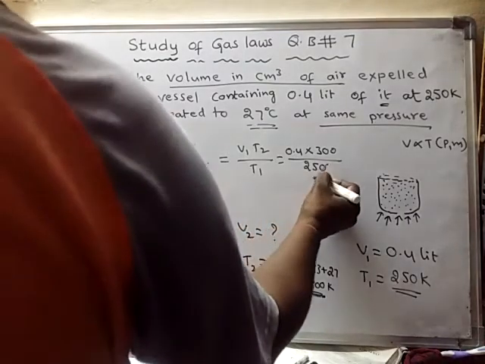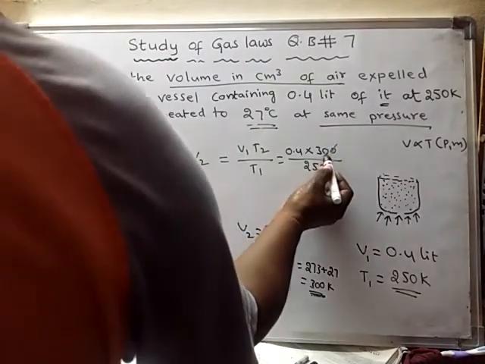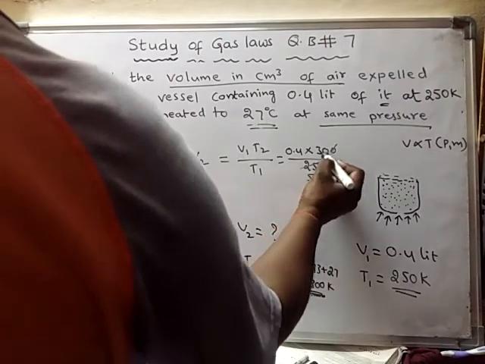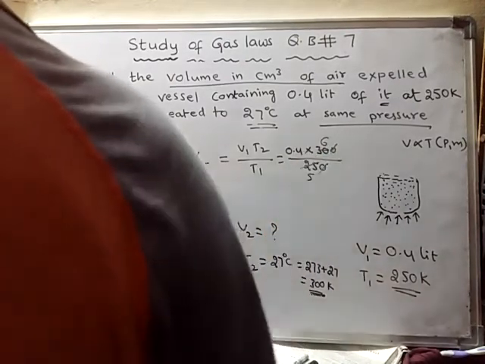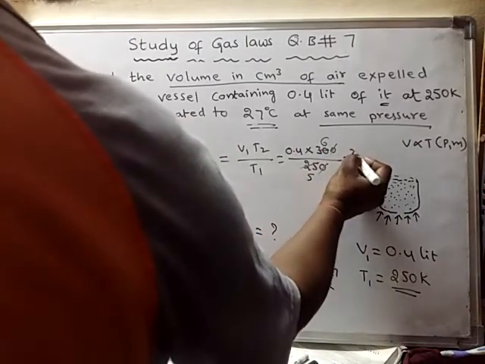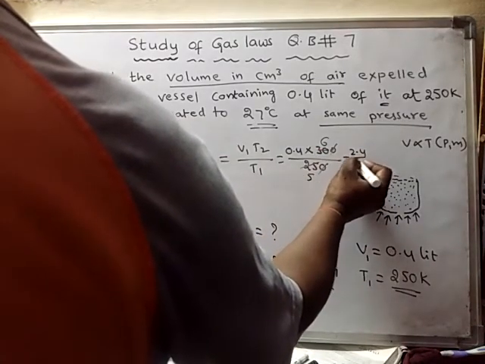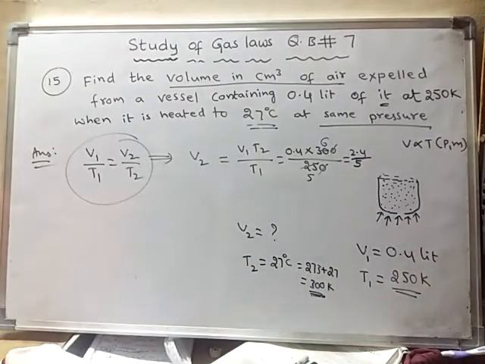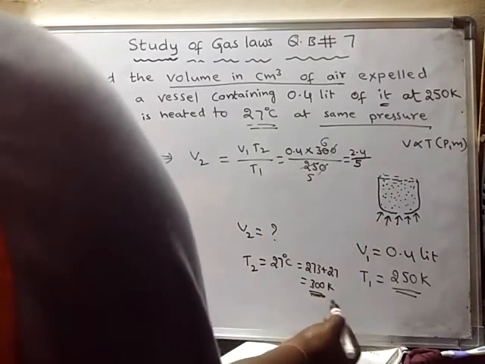So here 0 0 cancels. So here 5 sixes are 30, 6 fours are 24, so it will be 2.4 by 5. Okay, the final volume will be how much?